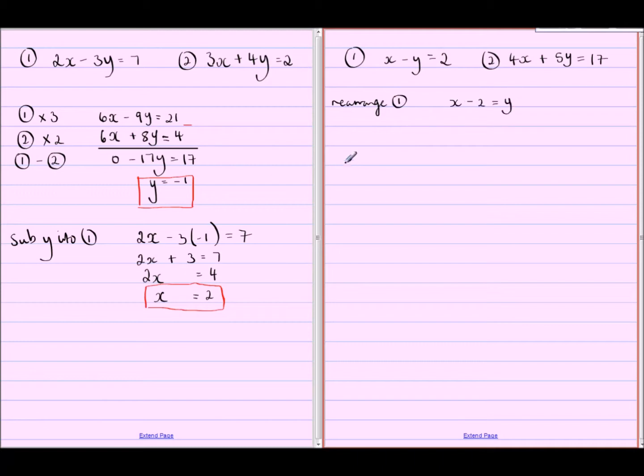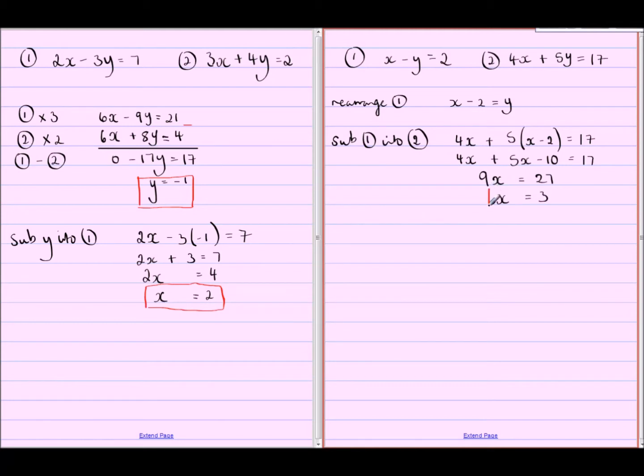If we substitute this into the second equation, we're going to have 4x plus 5 lots of (x minus 2) equals 17. We multiply the brackets out, we get 4x plus 5x minus 10 equals 17. Rearrange that by collecting like terms, we get 9x equals 27, divide through by 9 and x is 3.